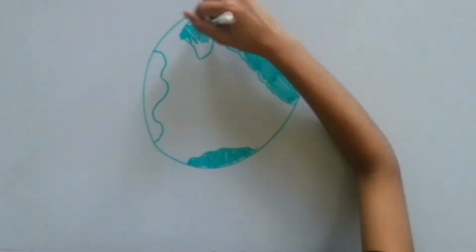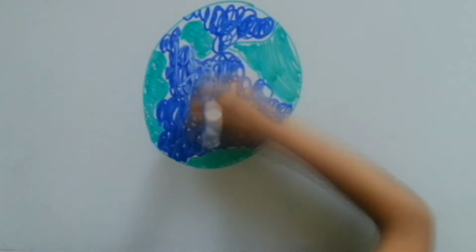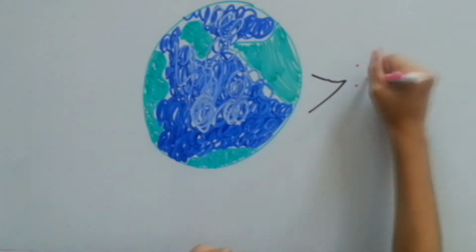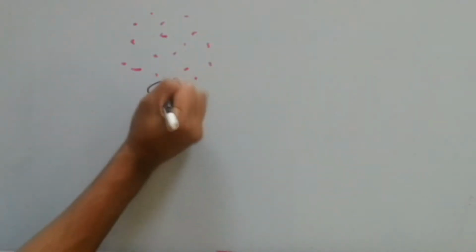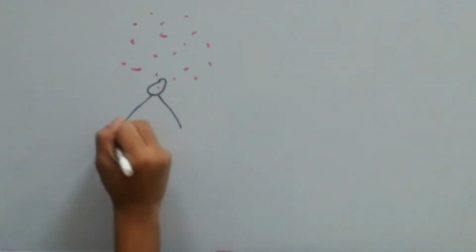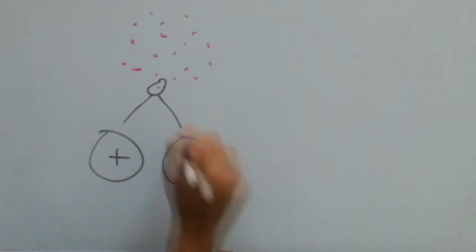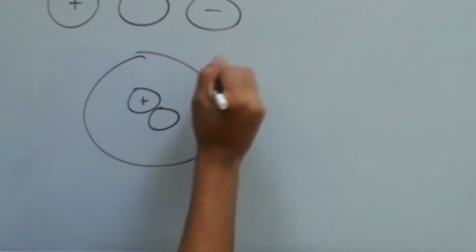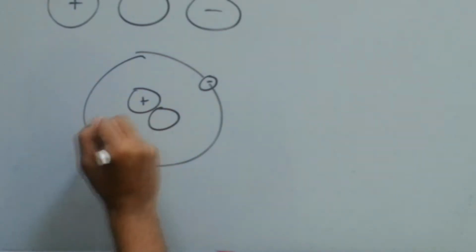Before we begin, let's just look at a few of the basics. This here is Earth, and it is made up of trillions and quadrillions of tiny little particles known as atoms. Each atom is made up of 3 subatomic particles: the proton, the neutron, and the electron. The proton and neutron make up the nucleus, while the electron orbits outside.